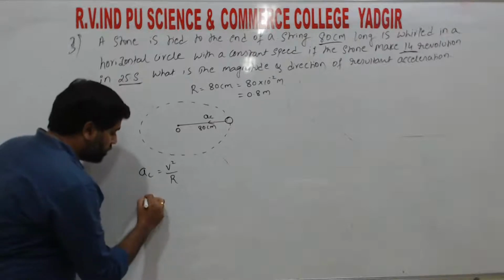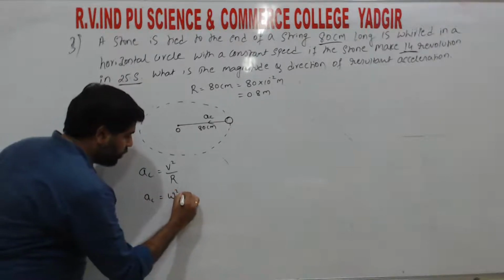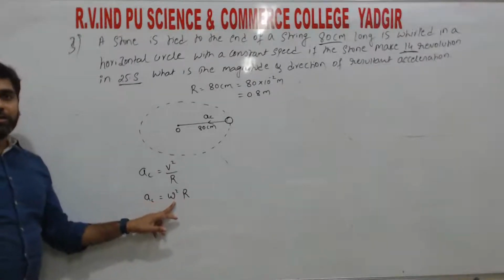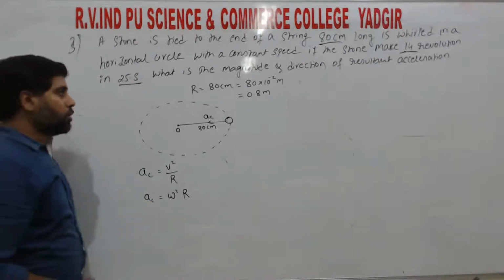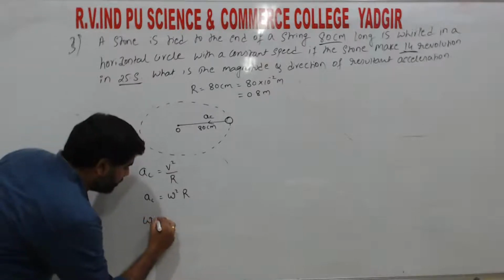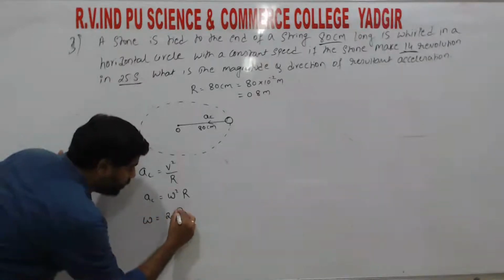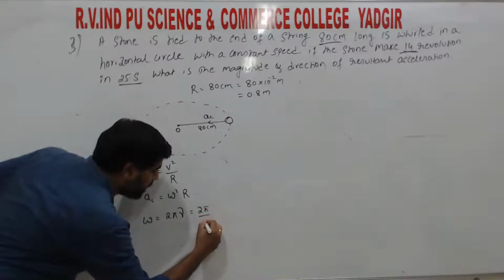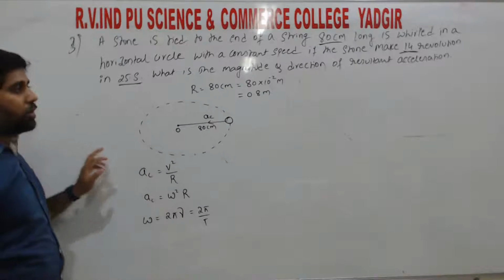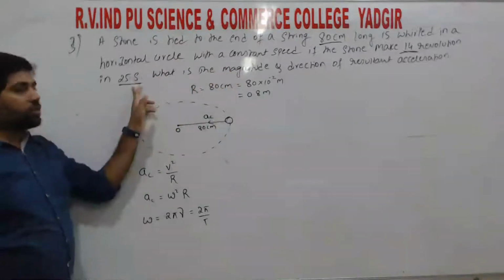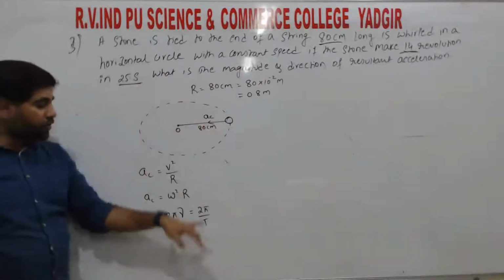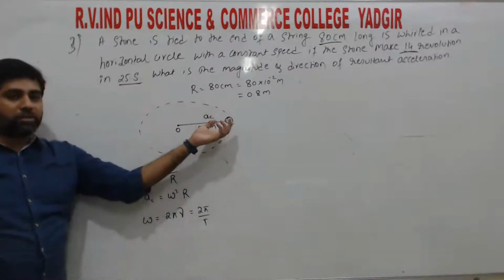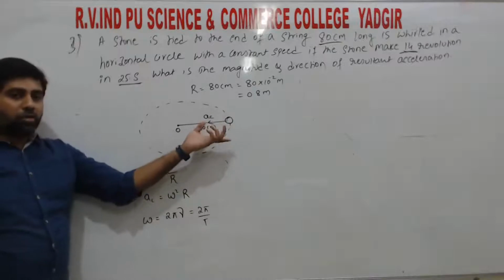So one more formula, a_c is equal to omega square r. Omega is the angular speed, right? We know the formula of omega, that is equal to 2 pi nu, that means the frequency, or we can write this as 2 pi by T, the time period. They mentioned 14 revolutions in 25 seconds. The definition of the time period is the time taken by the stone to rotate, that means one rotation, right?